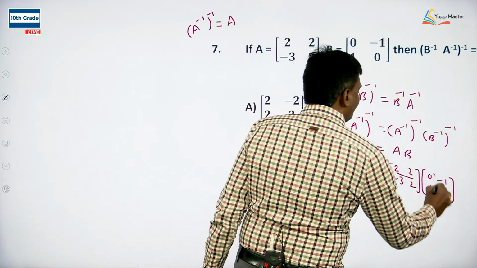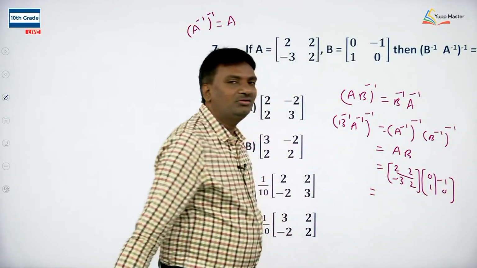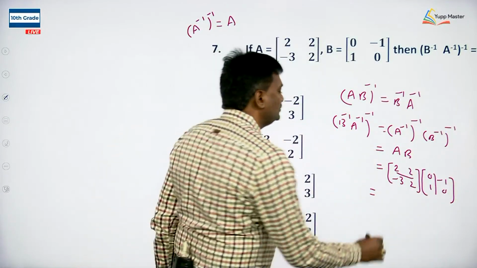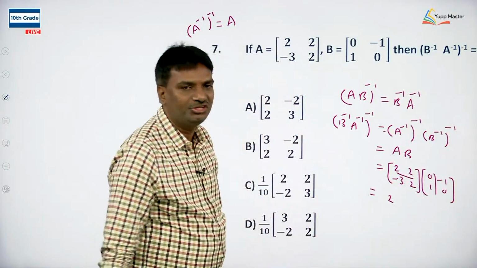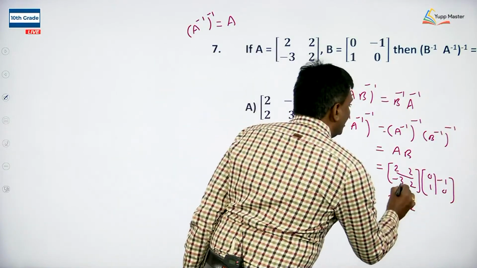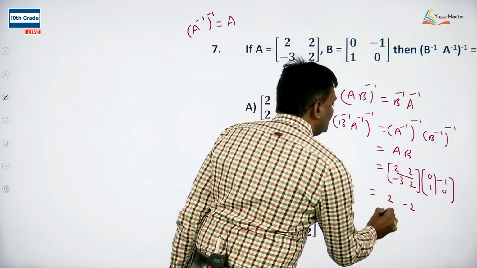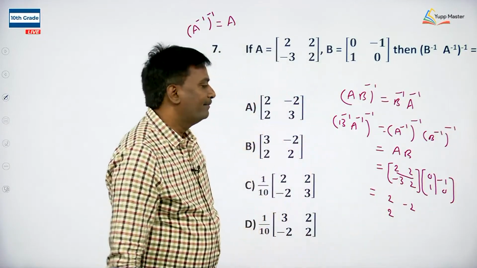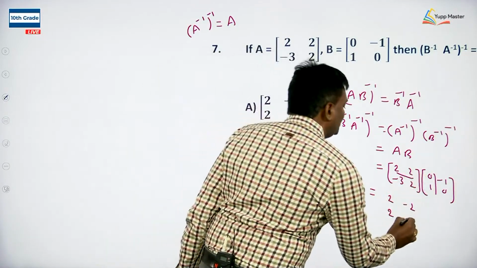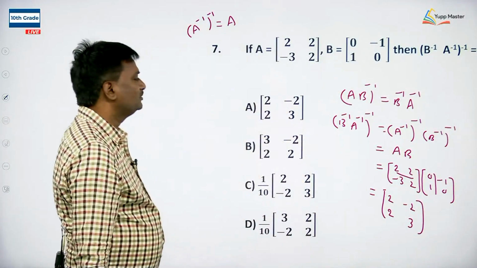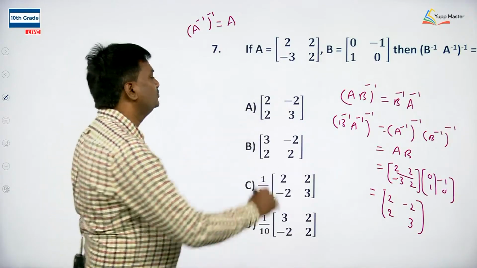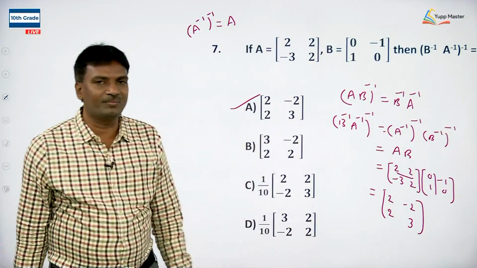Take first row here, first column, 2 into 0, 0 plus 2 into 1, 2, that is 2. 2 into minus 1, minus 2 plus 2 into 0, 0, that is minus 2. Minus 3 into 0, 0 plus 2 into 1 is 2, that is 2. Minus 3 into minus 1 plus 3, 2 into 0 is 0, that is 3. So [2, -2; 2, 3], according to the options, that is option A.